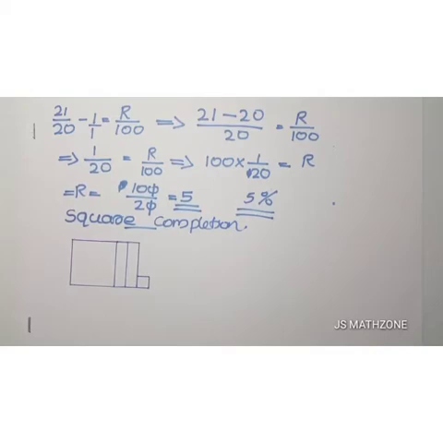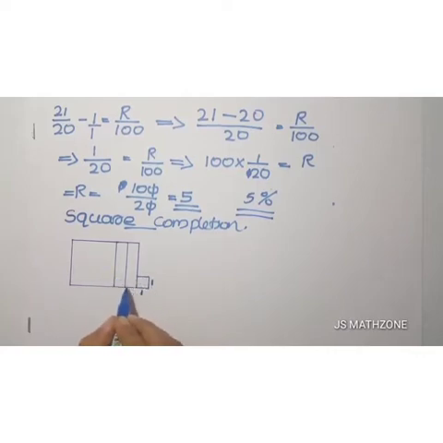Our next section is square completion. Square completion is a method of solving a second degree equation. What is a second degree equation? The highest degree of x is 2. That type of equations are called second degree equations. Every second degree equation has two solutions. That means the equation is satisfied by two values of x. That is your square completion method.